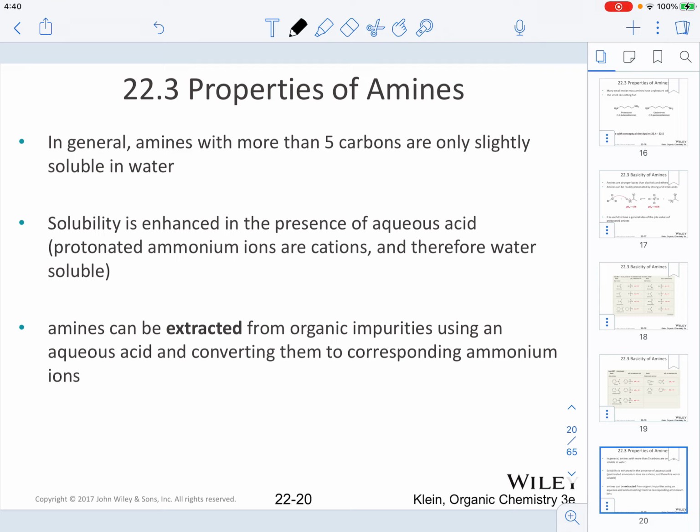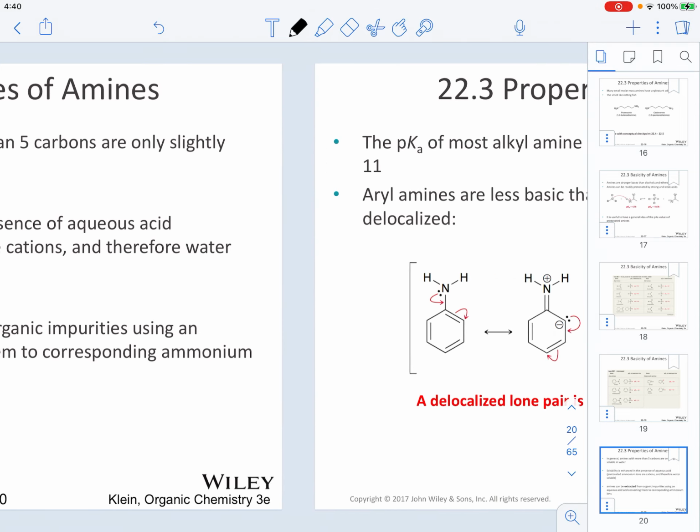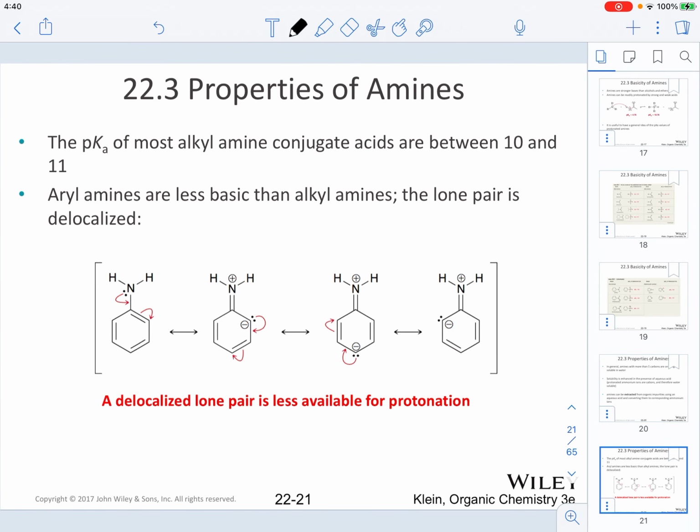Solubility is enhanced by the presence of an aqueous acid, and amines can be extracted from organic impurities using aqueous acid, because what we're going to convert them into is an ammonium ion, and typically the product of the reaction is an ammonium salt. The pKa of most alkylamine conjugate acids is between 10 and 11, as I expressed previously.